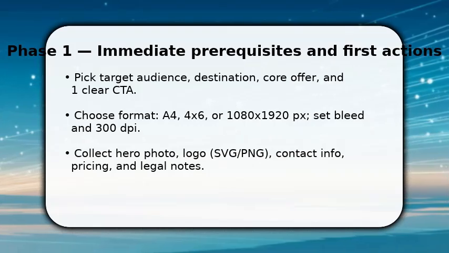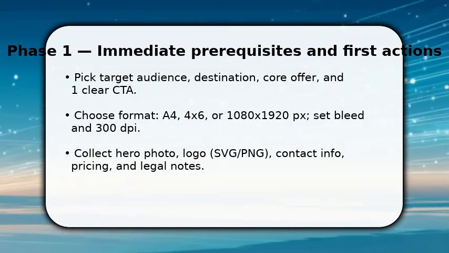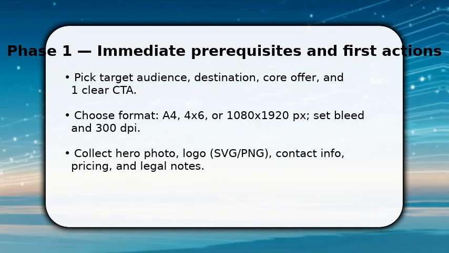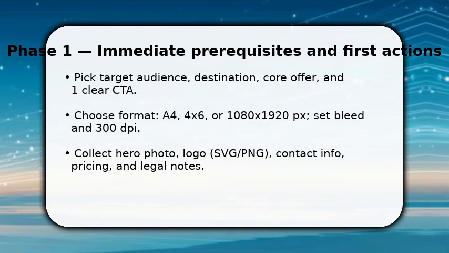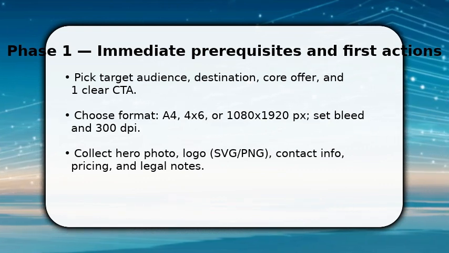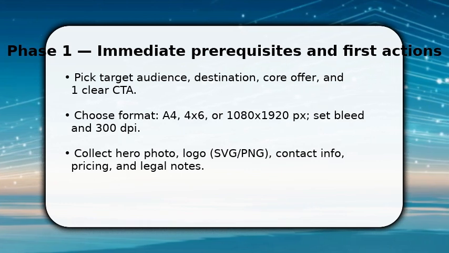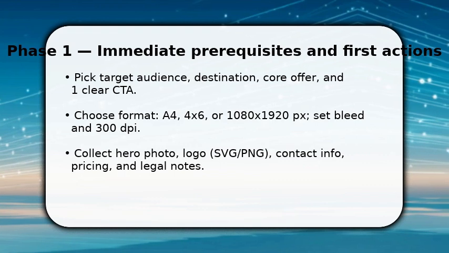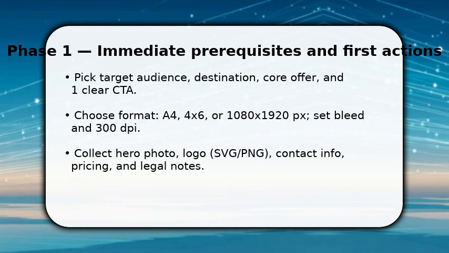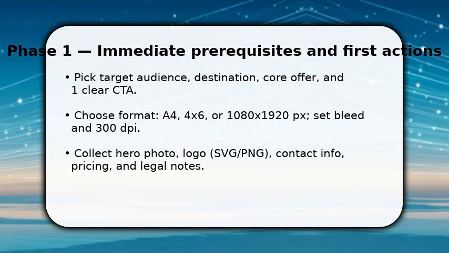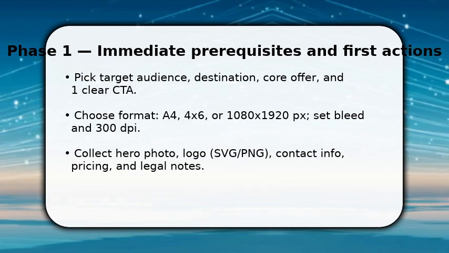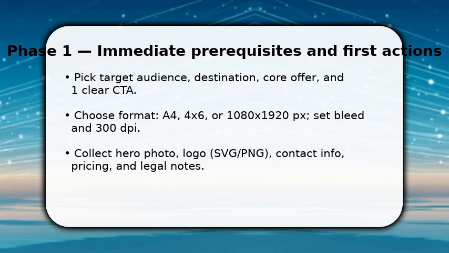You begin by deciding who you're talking to and what one action you want them to take. Once chosen, set the flyer size, A4, 4x6 or 1080x1920, and configure 300 dpi with bleed. Next, gather your assets. A standout hero image, logo and vector, concise copy for headline and CTA, accurate pricing or package details, contact methods, and any required legal lines. Make sure to name files clearly and place related assets into one project folder to move quickly.